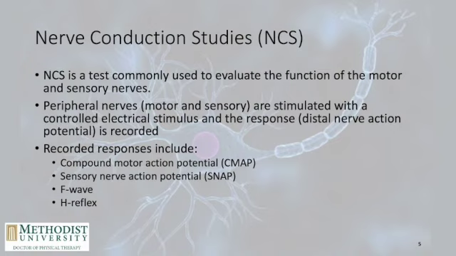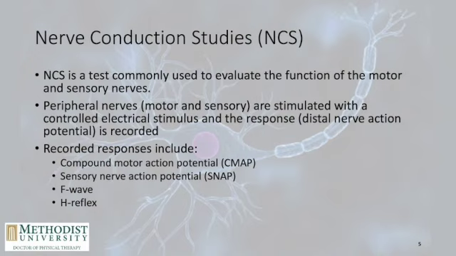So in looking at nerve conduction studies, basically what we're doing here is we want to evaluate both a motor nerve and a sensory nerve. We're going to look at the peripheral nerves obviously here, so just understand that. And what we're looking at specifically are recorded responses. Like I said earlier, we're looking at how fast we get from point A to point B.